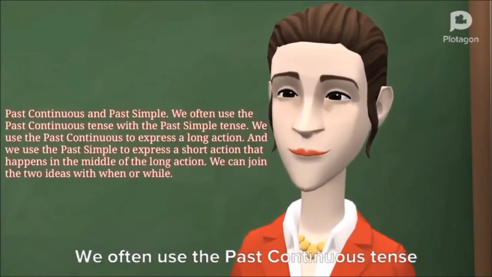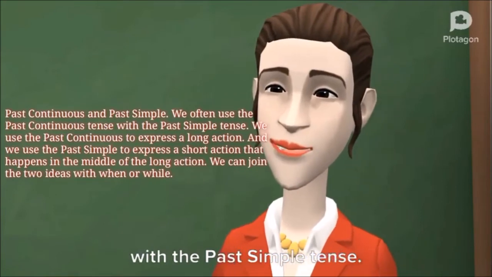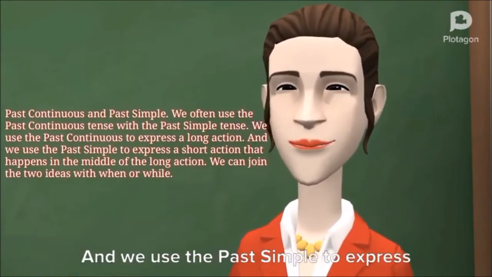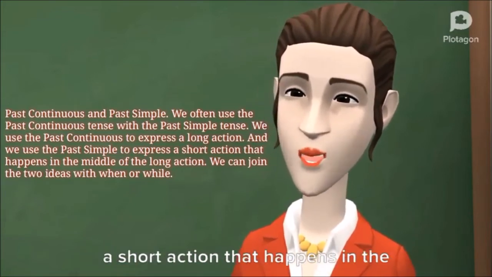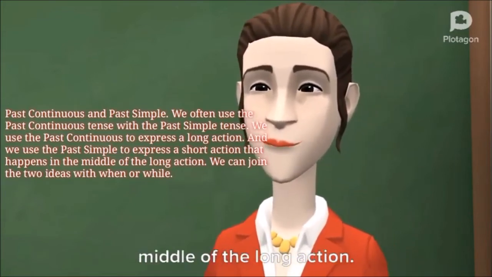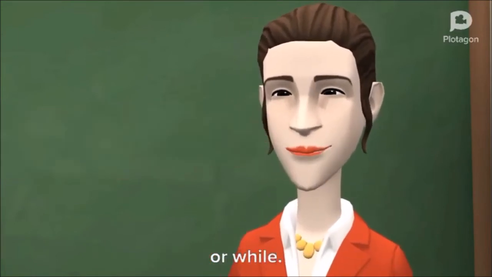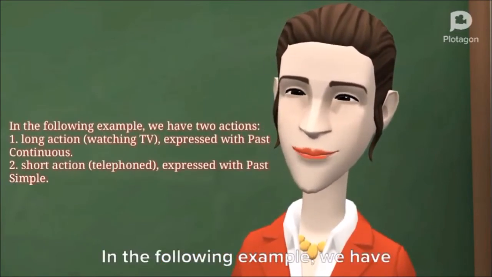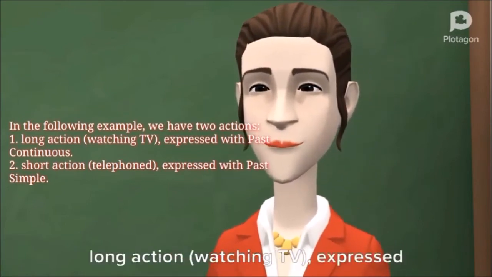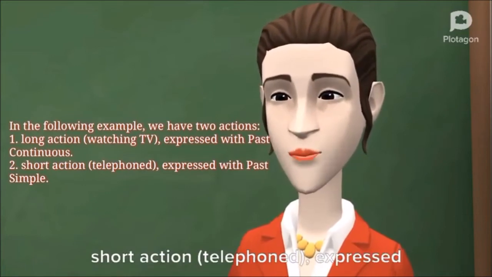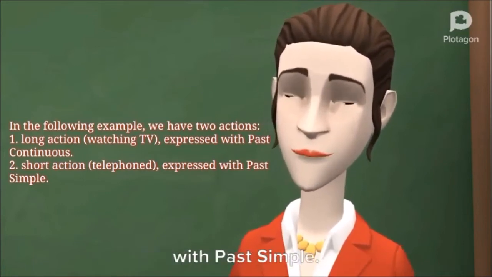Past continuous and past simple. We often use the past continuous tense with the past simple tense. We use the past continuous to express a long action. And we use the past simple to express a short action that happens in the middle of the long action. We can join the two ideas with when or while. In the following example, we have two actions. 1. Long action, watching TV, expressed with past continuous. 2. Short action, telephoned, expressed with past simple.